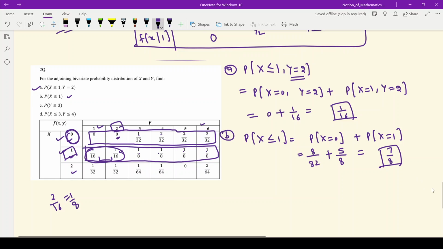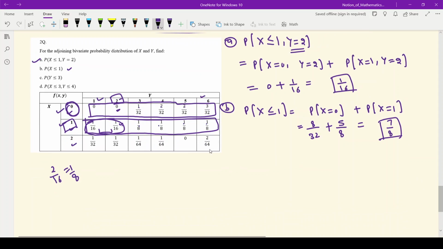Now it's time for the third part. What is the third part? That is probability of y less than or equal to 3. Now in this part, probability of y less than or equal to 3, nothing is mentioned about x.